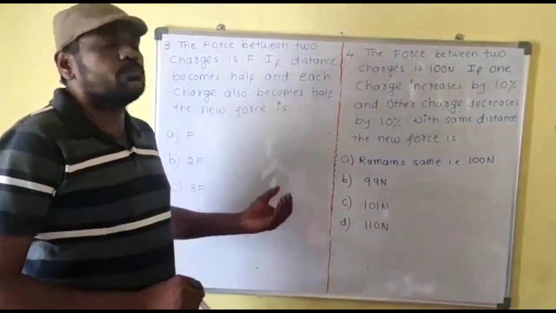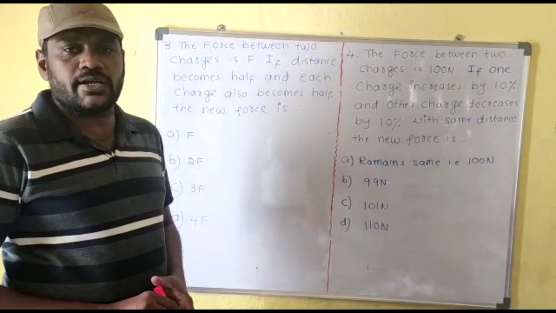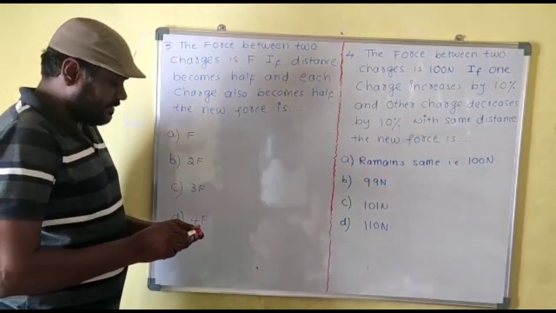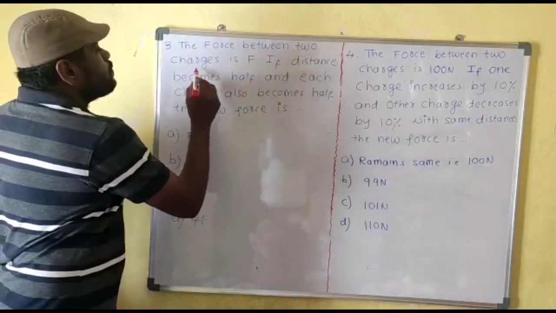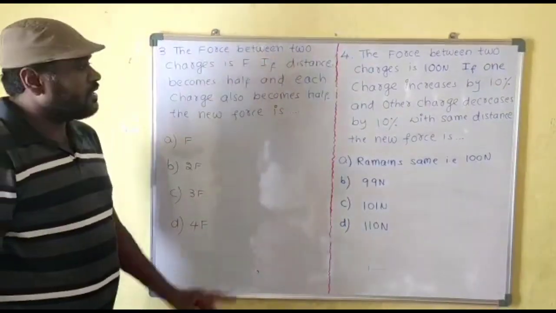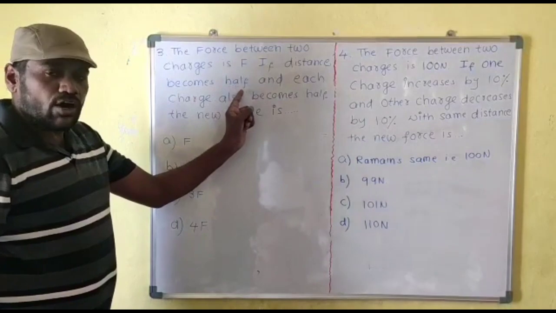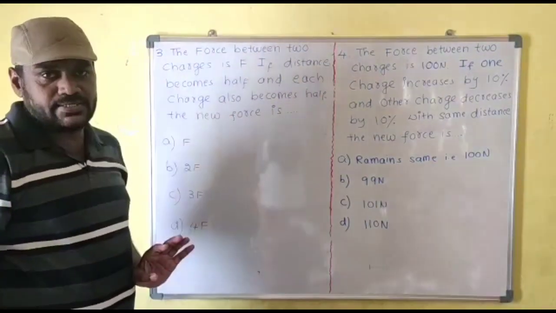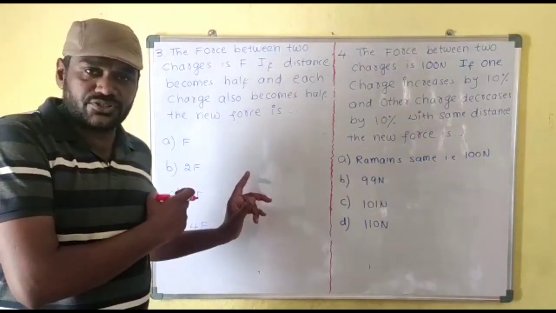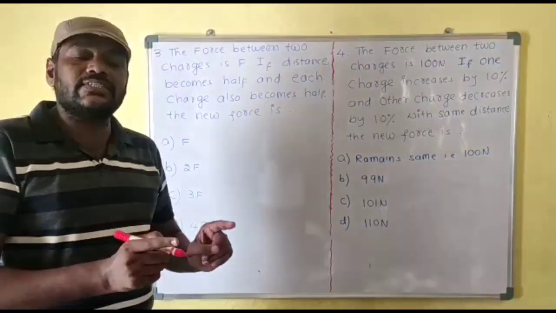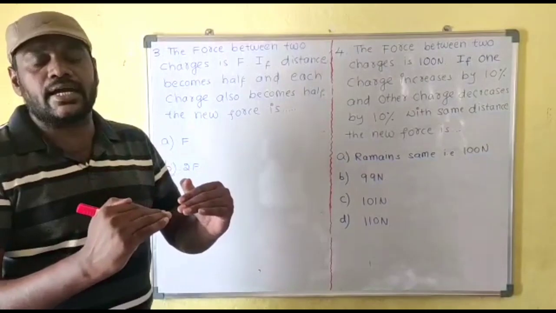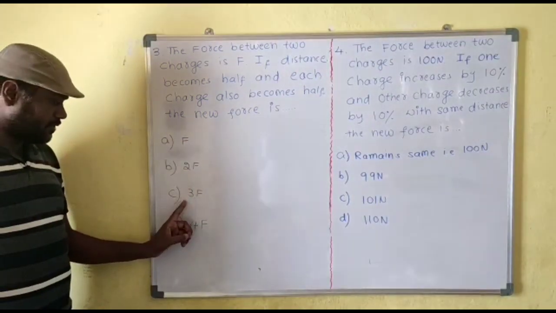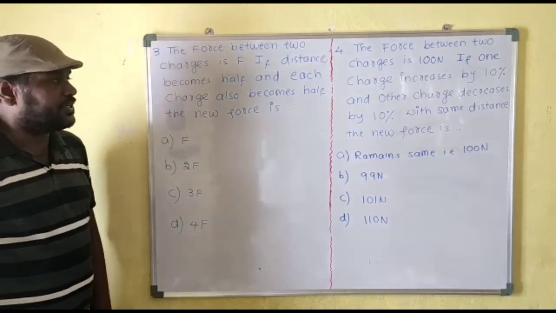Now, these 2 problems are for your work at home. The first problem: the force between 2 charges is F. If the distance becomes double and each charge also becomes double, the new force is? I hope all of you understand the question. Distance and each charge are both changed. Then what is the new force? First option, second option, third option, fourth option, solve it.